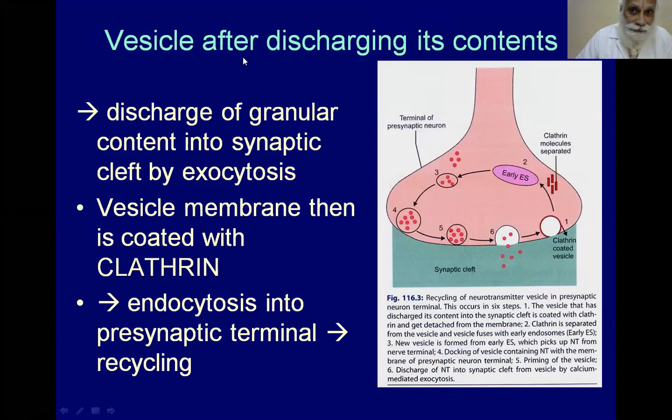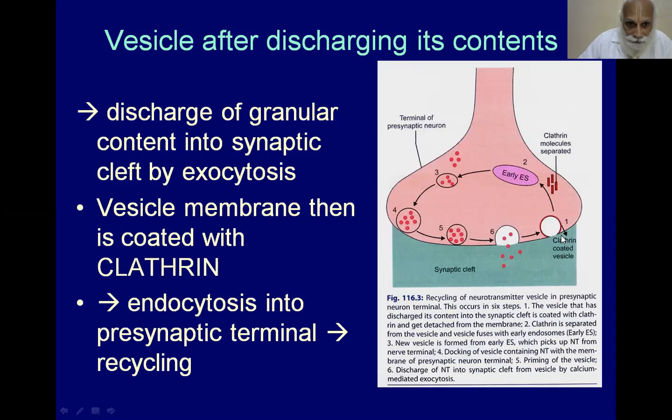But then what happens after that? Once the neurotransmitter goes out, what happens to the vesicle after discharging its contents? Discharge of granular content into the synaptic cleft by exocytosis, this you know. The vesicular membrane then is coated with a substance called clathrin. So clathrin is coated over this empty vesicle, and this causes endocytosis. That means the membrane that came out with the vesicle should also be taken back. So the vesicle, which is emptied, is still in the synaptic terminal.